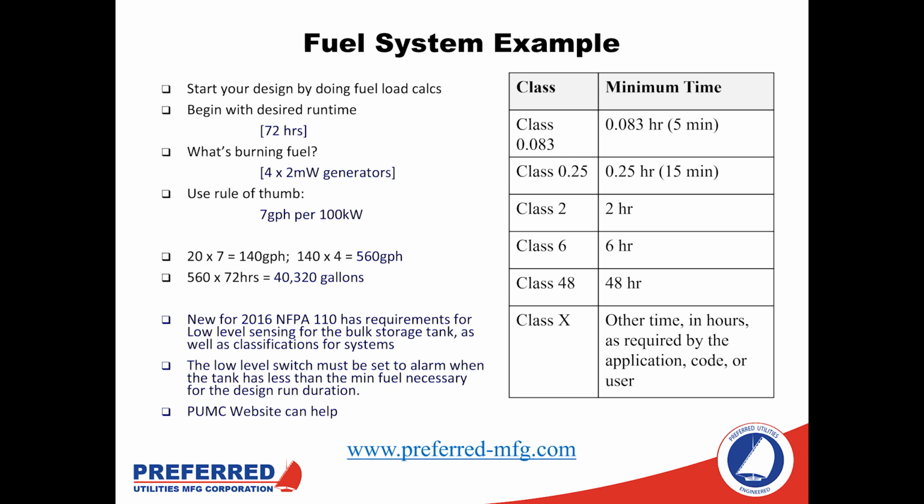So doing a little bit of math here, we come up with our total consumption by the entire plant, assuming that it's fully loaded and that there's no redundancy as far as capacity, and we have 560 gallons per hour. Now, if we multiply our burn rate by our total runtime, we get a raw number of 40,320 gallons. And the important thing to understand here is that this is a raw number. Now, we have some tools that we can use also on our website, preferred-mfg.com, to find out how much fuel you need in your system.